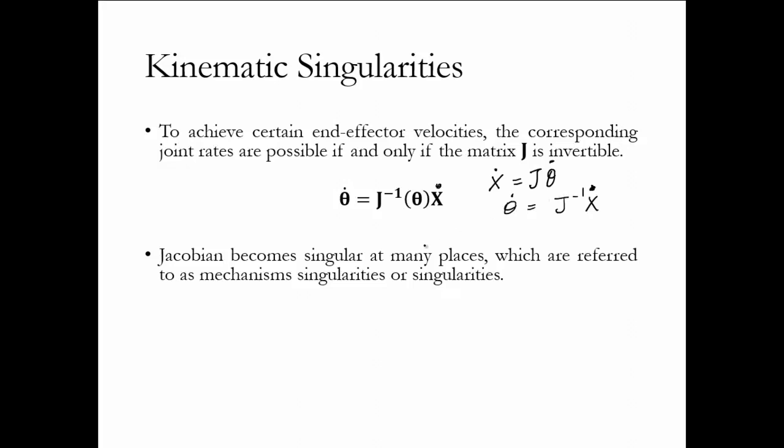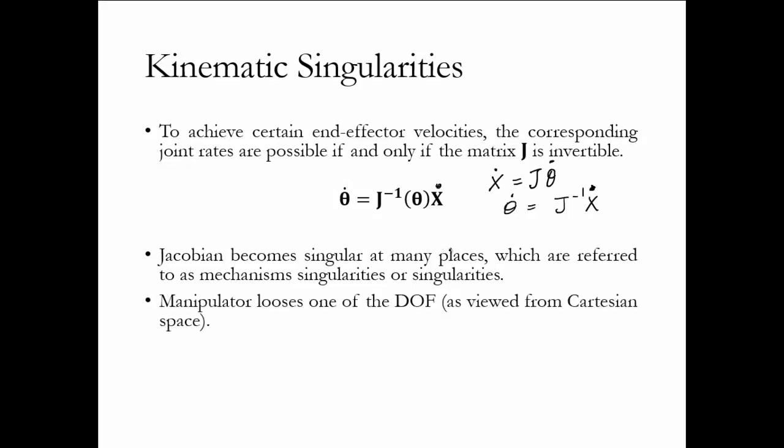But what happens is the Jacobian becomes singular. You can say this matrix loses rank. There are some similar columns, similar rows. So the Jacobian matrix loses rank, which means that inversion is not possible. Those places are known as singular locations. In those places, the manipulator loses certain degrees of freedom in the Cartesian space.